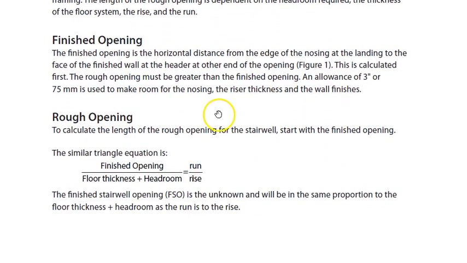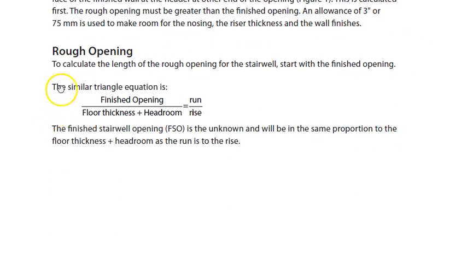Let's talk a little bit about the finished opening. That would be that distance we just talked about, from the edge of the nosing at the landing to the face of the finished wall at the header, the other end of the opening. So we're making the distinction here between finished and rough opening. When we do this calculation, we are calculating for the finished opening. So we're going to have to allow 3 inches or 75 millimeters to give us a bit of wiggle room as far as what kind of finishes we're going to be putting on if we're trying to determine how to frame that opening. So here we go.